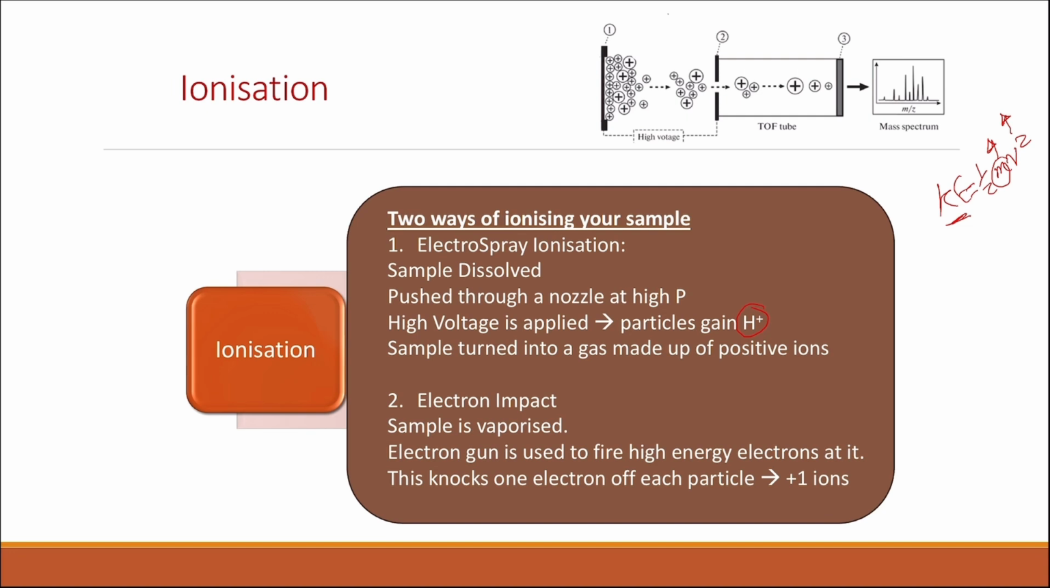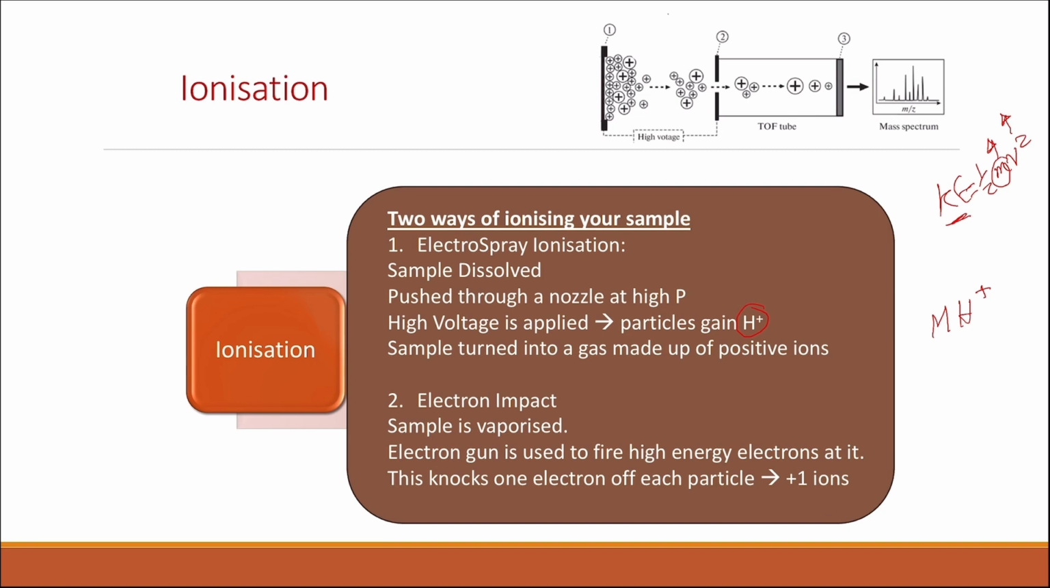Now the ions, or the ionized particles, will have hydrogen plus. So if you have something like M, it will be M hydrogen plus, not M plus. And then the sample will turn into a gas made up of positive ions. So these positive ions will have hydrogen plus, or will have a proton.